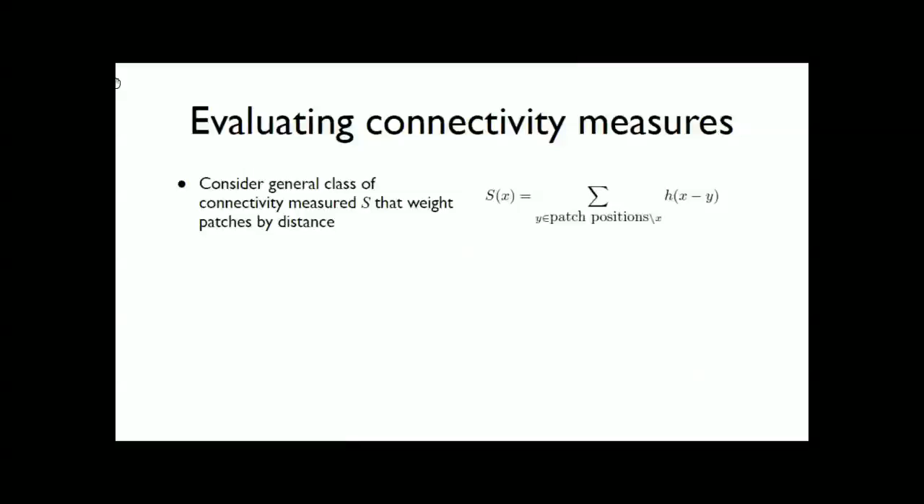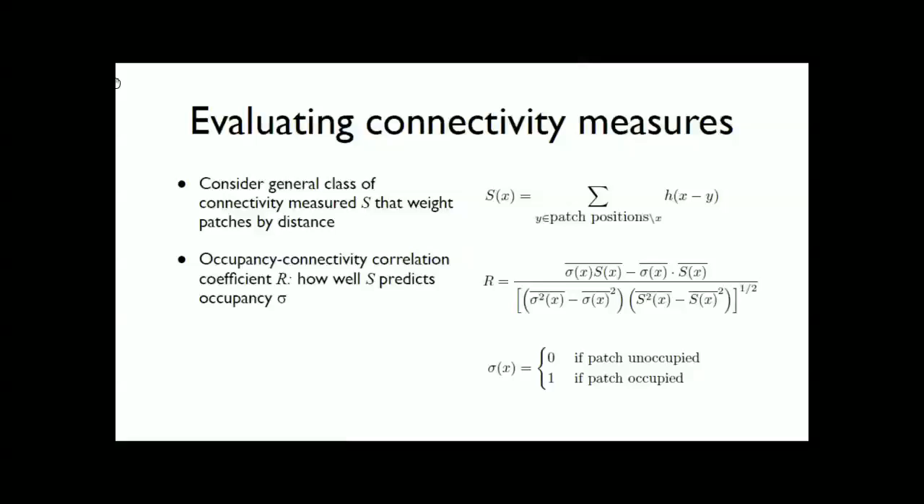And I'm going to evaluate how good it is as a predictor of occupancy using just a product moment correlation coefficient. This is the standard Pearson product moment correlation coefficient between this connectivity measure S and occupancy sigma, which is zero if the patch at X is unoccupied, or one if it's occupied. And this is averaged over all the patches in the metapopulation. This then quantifies how well the connectivity measure that I've written down here predicts the occupancy.